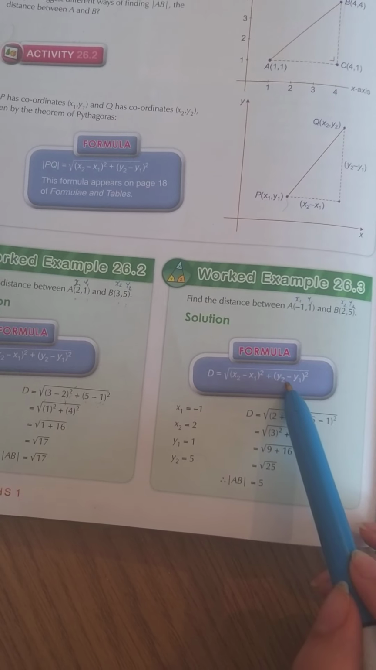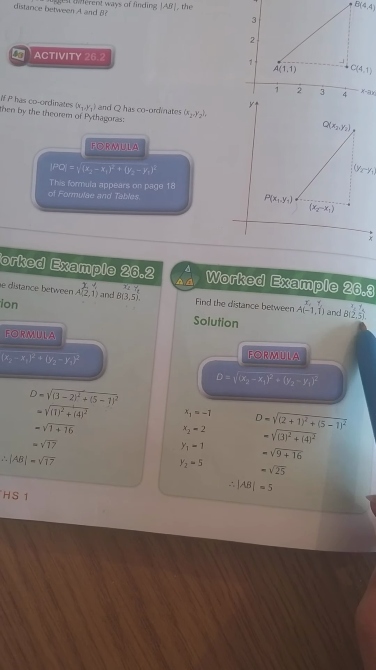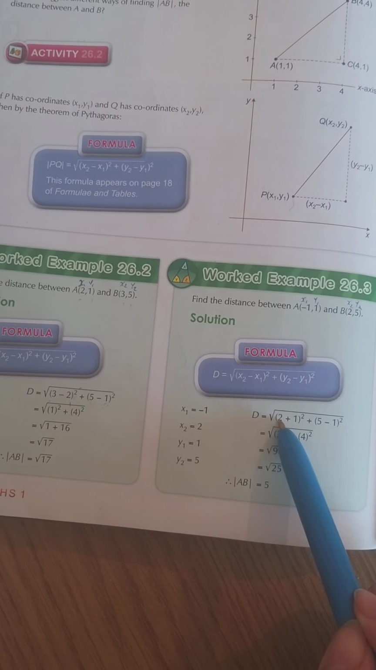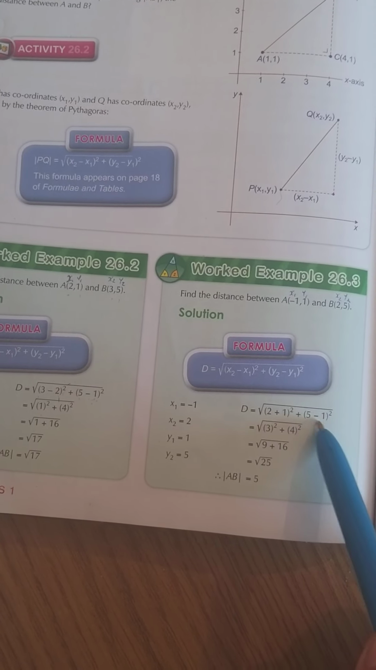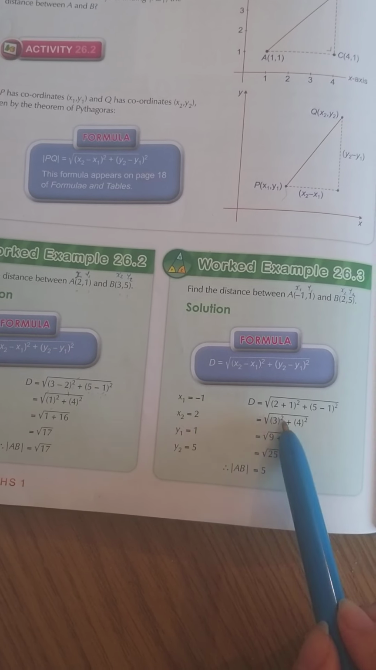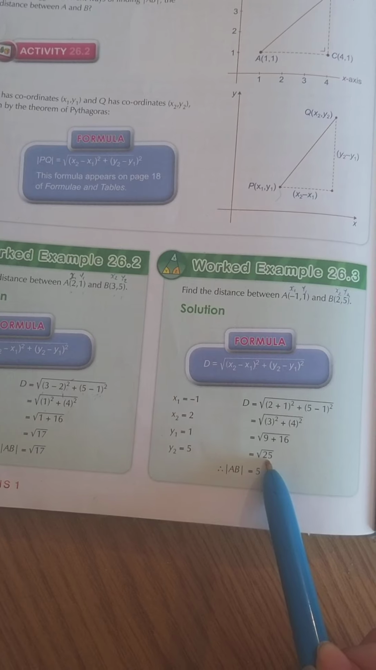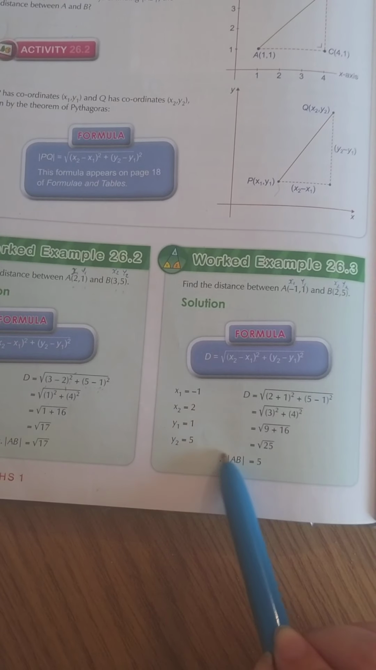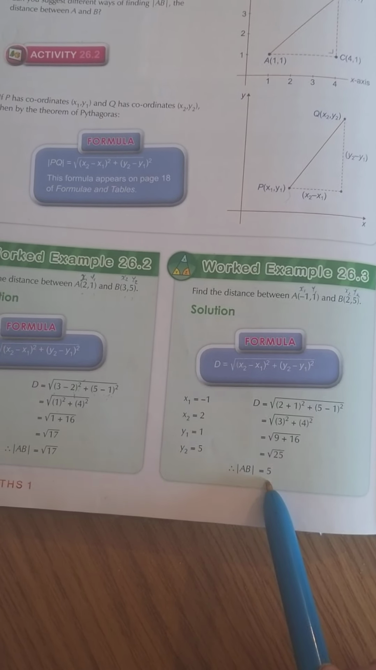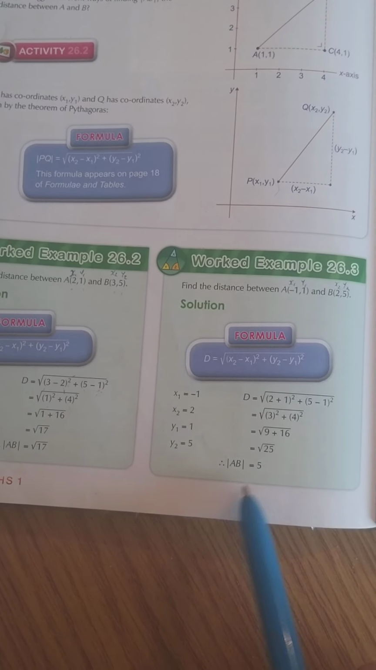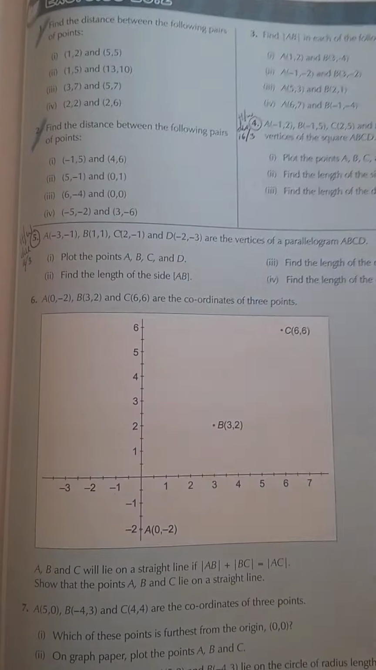Then we have y2 minus y1. So y2 is 5 minus 1. So 2 plus 1 is 3. 5 minus 1 is 4. 3 squared is 9. 4 squared is 16. Add them together to get the square root of 25. And we know the square root of 25 is 5. Okay, so the length of AB, and it's very important you have these lines here, which mean the length, is equal to 5.